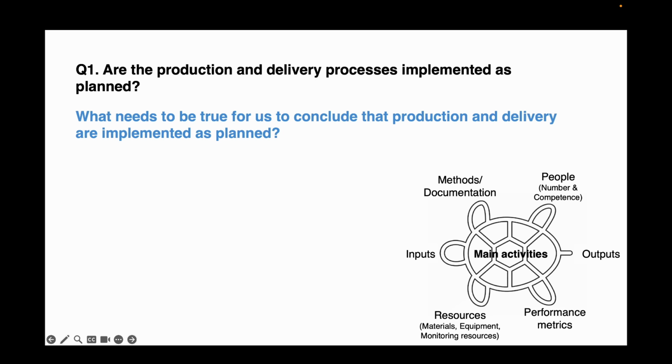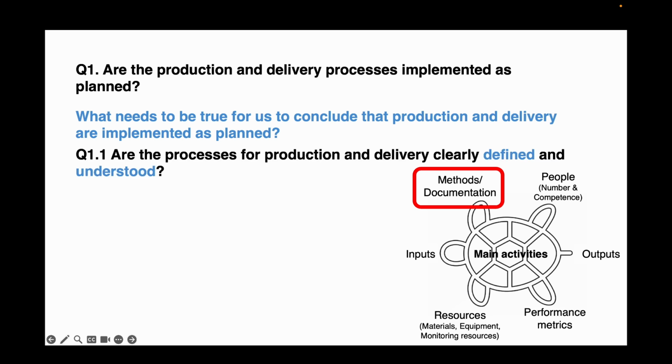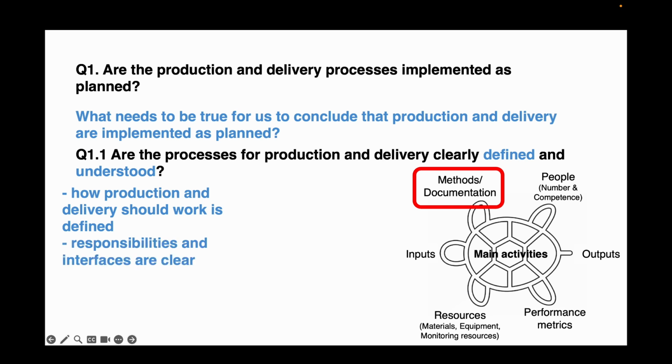Now, let's see it through the lens of methods and documentation. So the question can be, are the processes for production and delivery clearly defined and understood? For us to answer yes to this question, several things need to be true. So the organization must have defined how production and delivery are supposed to work. Now, the responsibilities and interfaces must be clear, and the people involved must understand the expected flow of activities and the controls that guide the work.